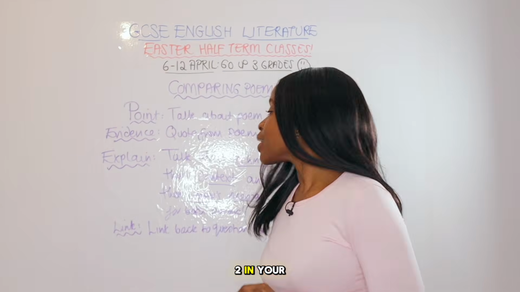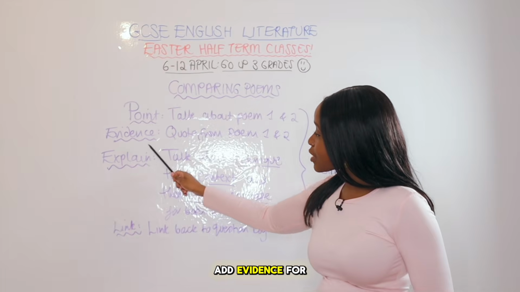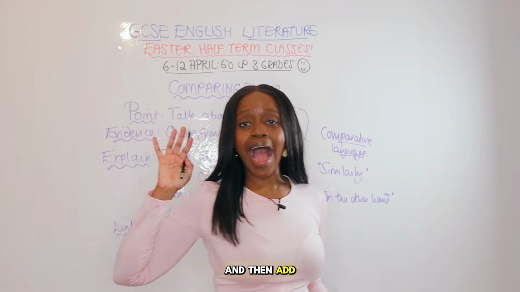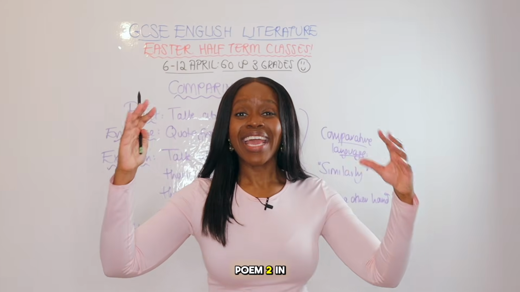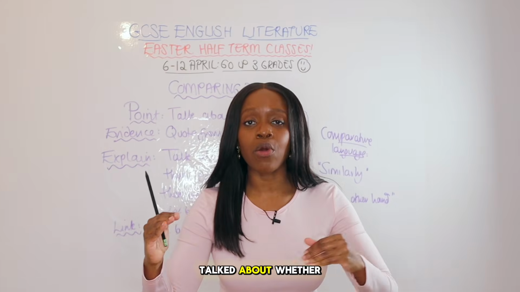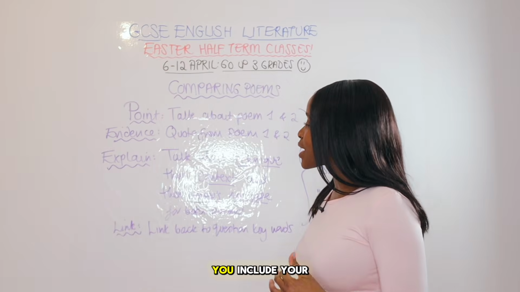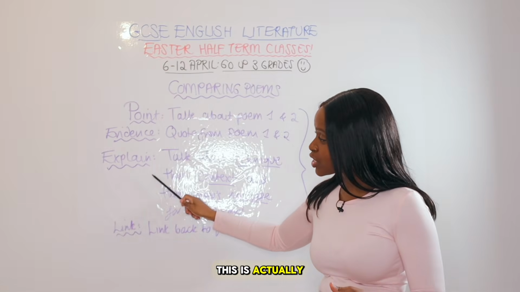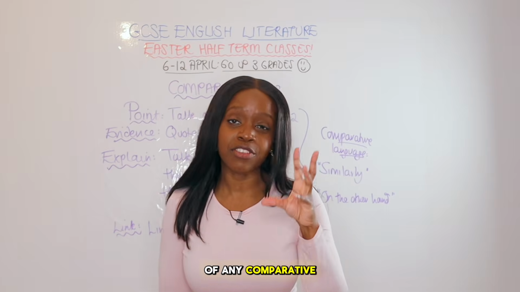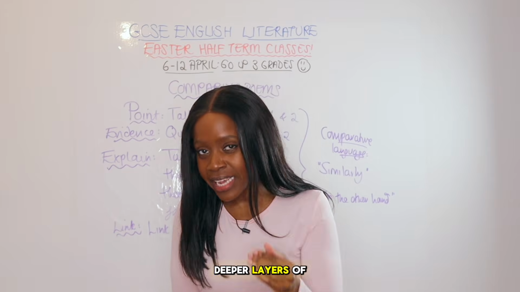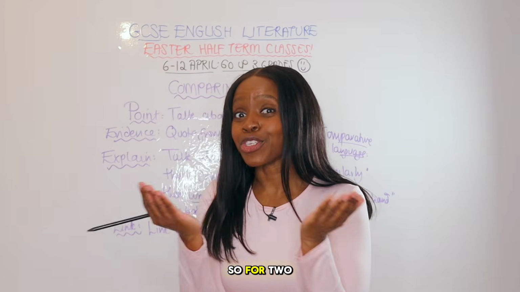Now, step number 2 in your comparison is to add evidence for both poems. So quote from poem 1 and then add your evidence from poem 2, after you have talked about whether they are similar or different. Now, step number 3 is where you include your explanation. This is actually the longest part of any comparative poetry paragraph that you write, because you now need to go into deeper layers of analysis, and this is how you do so for two poems.